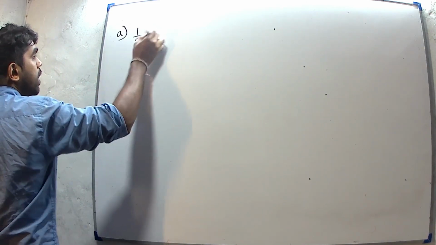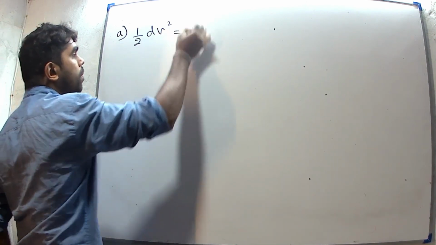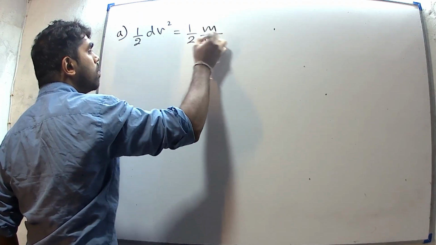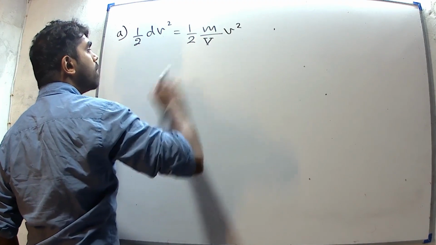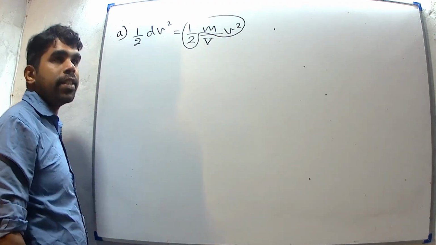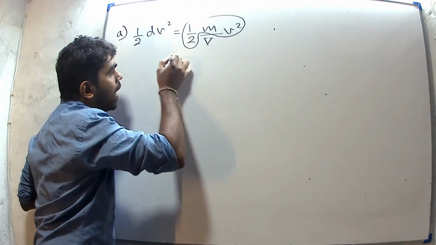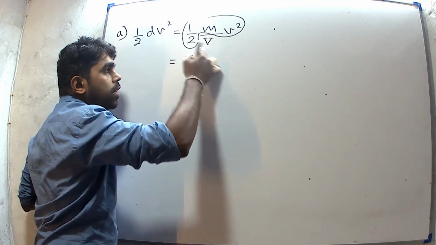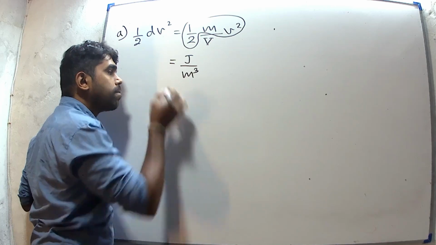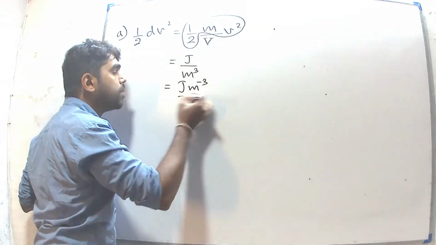Half dV squared. We can write half, density is mass divided by volume, V squared. Then we know that half mv squared is the kinetic energy. We can get the unit of half mv squared as joules divided by the unit of volume, cubic meters. Then the unit is joules per cubic meter.